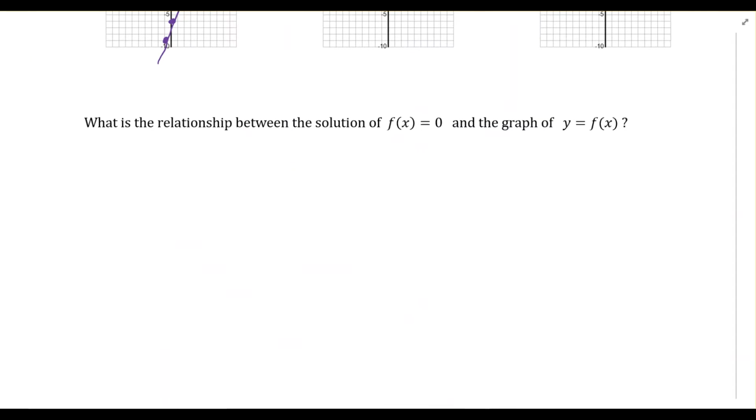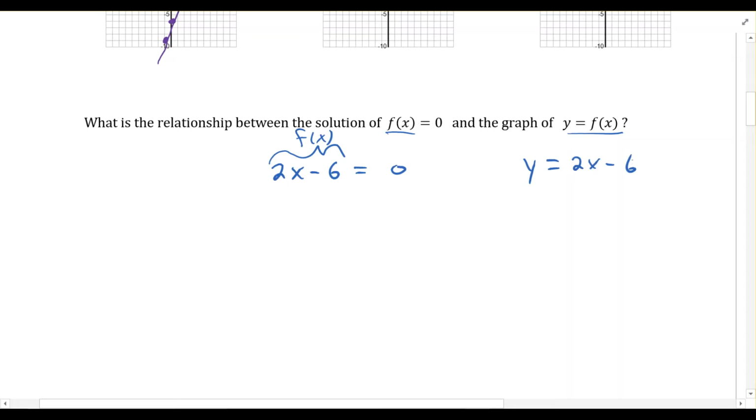Okay, so what is the relationship between the solution of f of x is equal to 0 and the graph of y is equal to f of x? What I mean by that is, f of x is equal to 0 would be something like 2x minus 6 is equal to 0. We call this f of x, the function. And the graph of y is equal to f of x would be y is equal to 2x minus 6. And they're asking, what do these things have to do with each other?